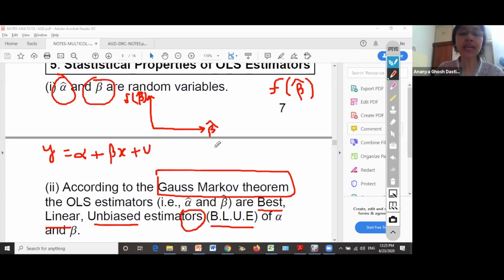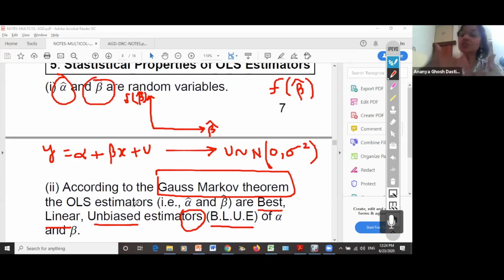Now we have assumed that the error u is normally distributed. And what is the mean of the errors? 0. What is its variance? Variance is constant. It is sigma squared. Correct? I have done this. Now, normal distributions have a property that linear combinations of normally distributed random variables are also normal.